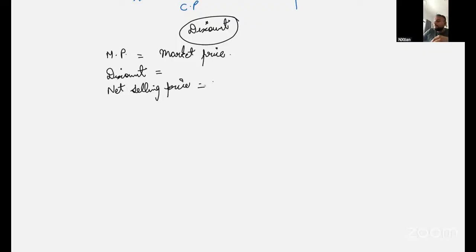For example, this is a 100 rupees product. There's a discount of 20 rupees. So the NSP of that is 80, meaning the list price after the discount. Net selling price is the price obtained by subtracting the discount. Did you understand? Say yes or no? Yes, sir. Okay, perfect.